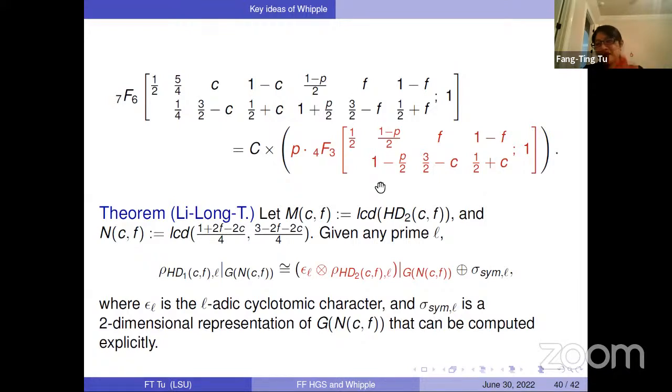It's the Galois representation version of the Whipple formula.